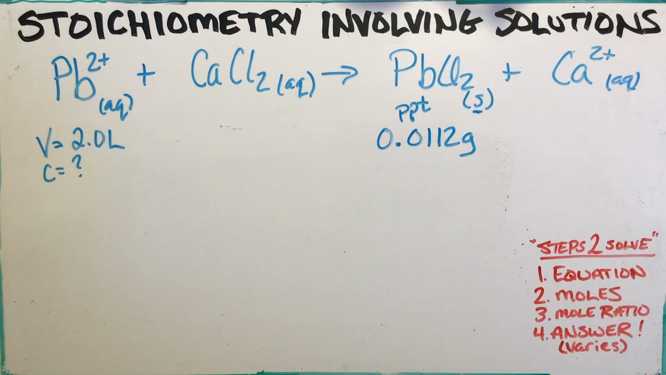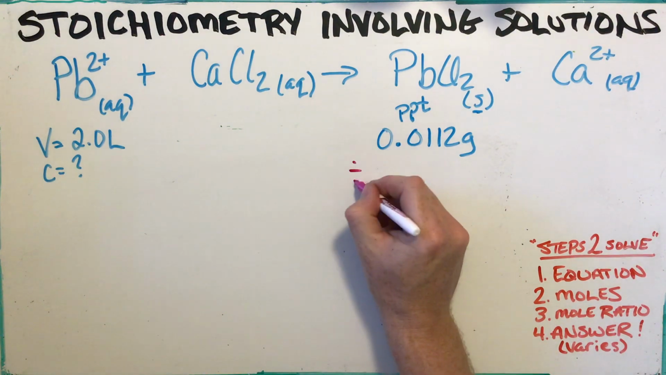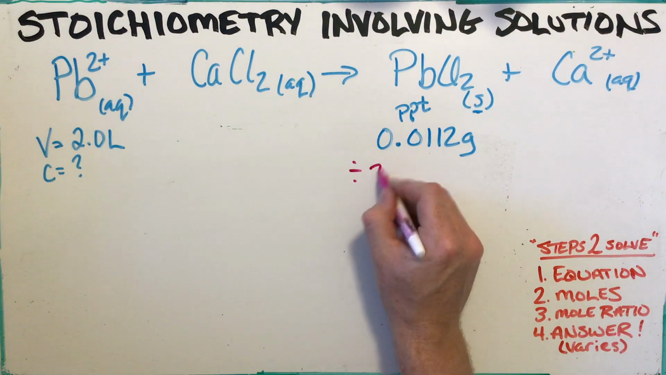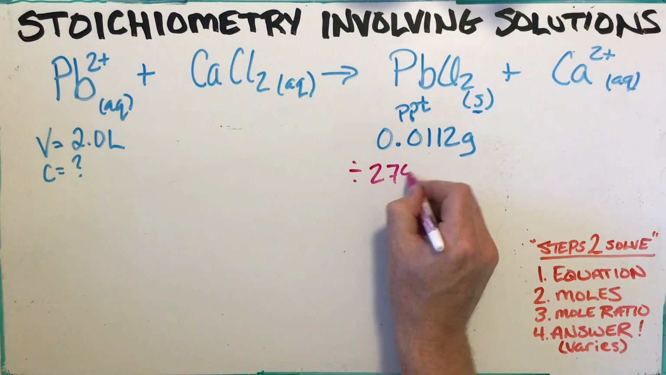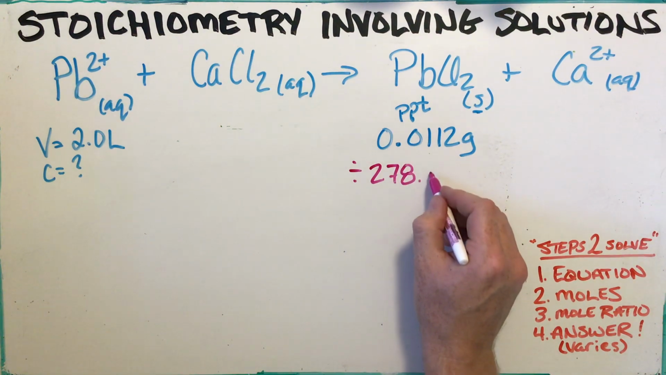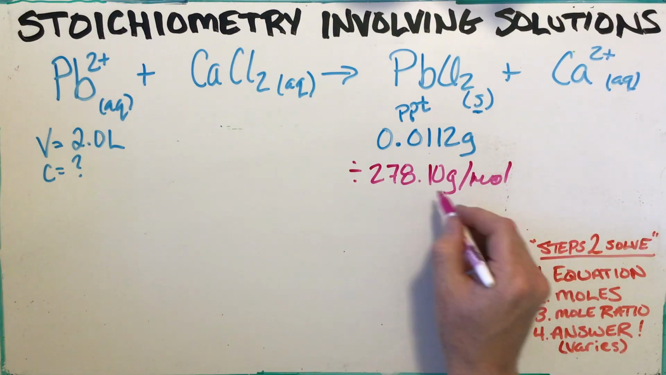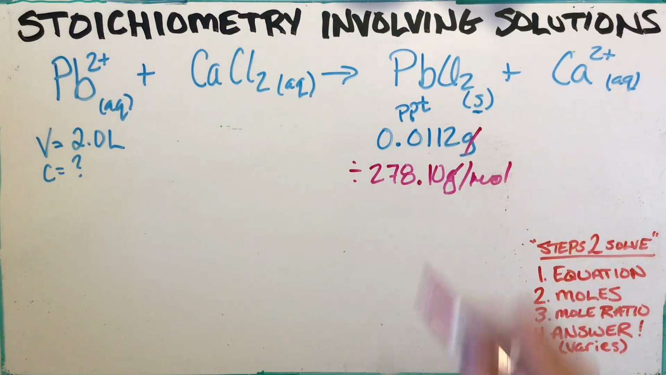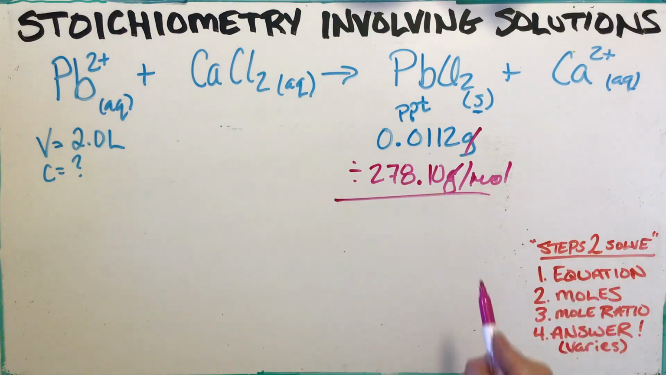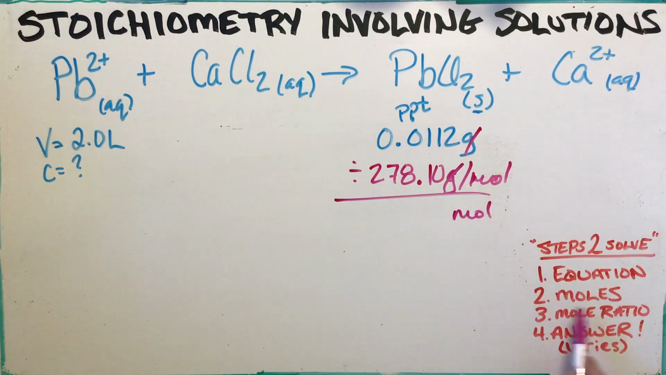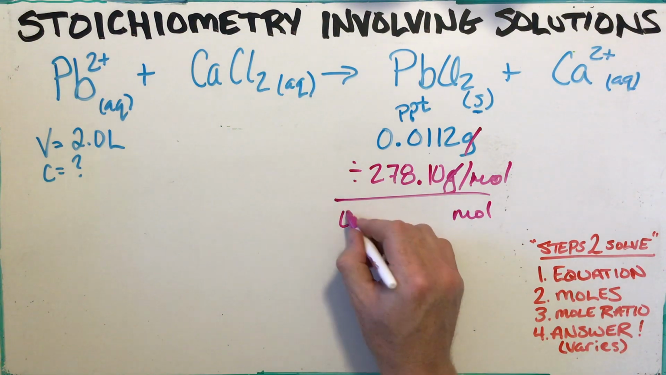I'll do my answer in pink. So divide it by the molar mass, and the molar mass of lead 2 chloride is 278.10 grams per mole. Grams divided by grams is no grams, and I'll be left with moles. That's good. That's what I need. Turn something into moles so I can use the ratio.